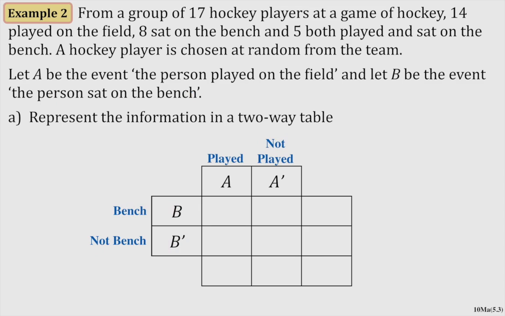The bit that I want to focus on first is this bit here. 5 both played and sat on the bench. If 5 both played and they were on the bench, here's played, here's the bench, played and on the bench, that means we must have a 5 in there. And there's our 5. I put a 17 down here first up because there are 17 hockey players altogether. So 5 played and they were on the bench. The next thing I want to look at is this part here.